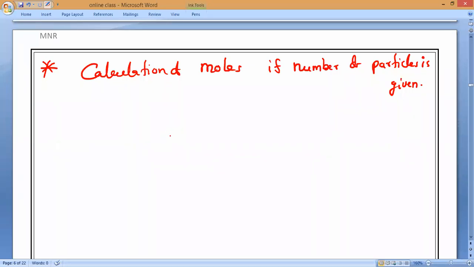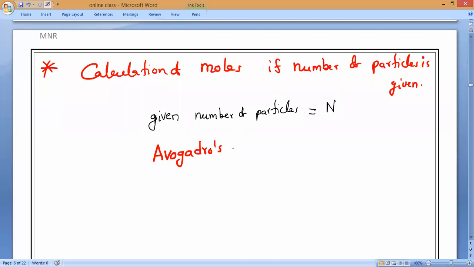Yes, sir. Whenever they are giving you the number of particles, the number of moles is equal to... Please all of you remember, the given number of particles we will represent with capital N. What is the symbol of given number of particles? Capital N. And we will always compare it with Avogadro's number, which we always represent with N naught. Please remember, N with subscript zero.